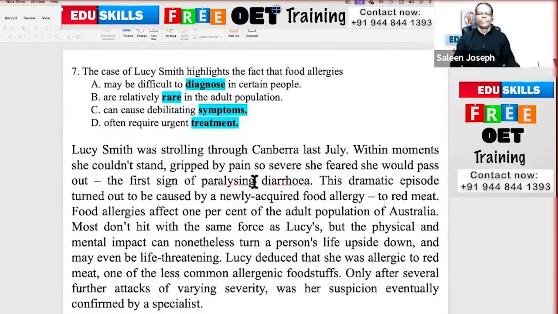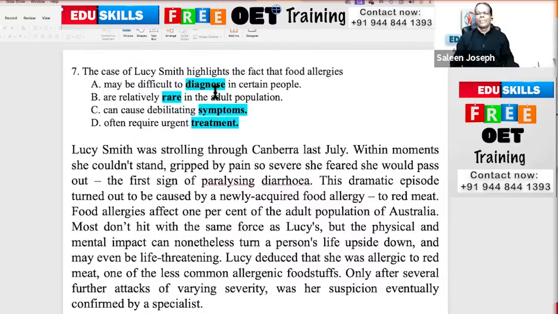No. So in the first sentence itself: Lucy Smith was strolling through Canberra last July. Strolling means walking. Canberra is a city in Australia. So what happened to her? She was walking. Within moments, she couldn't stand, gripped by pain so severe she feared she would pass out, the first sign of paralyzing diarrhea.